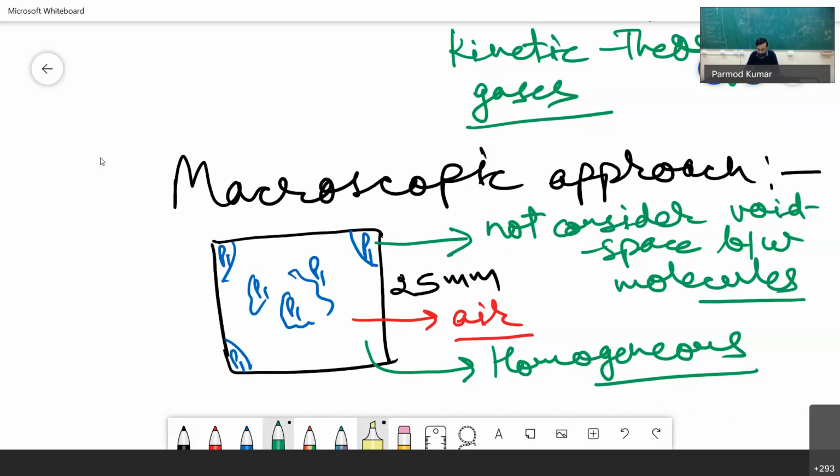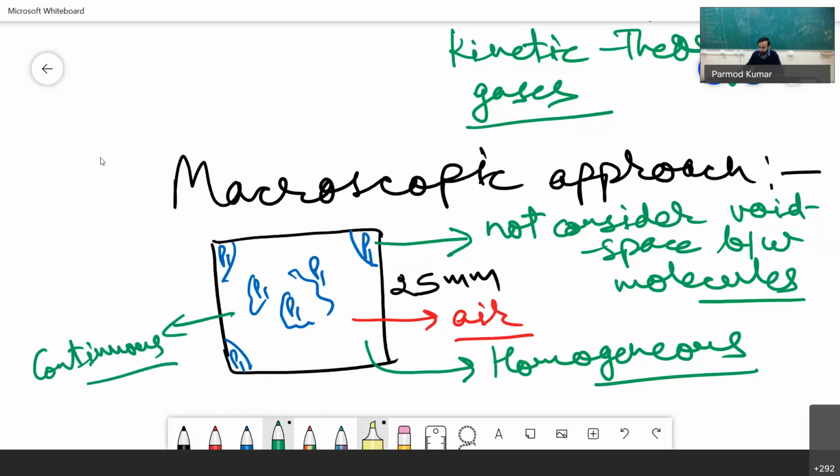This is one important point in the macroscopic approach. We consider that whatever medium we have under observation is completely homogeneous, and we don't consider the void space between the molecules. We consider that everywhere we have nothing but a continuous medium.